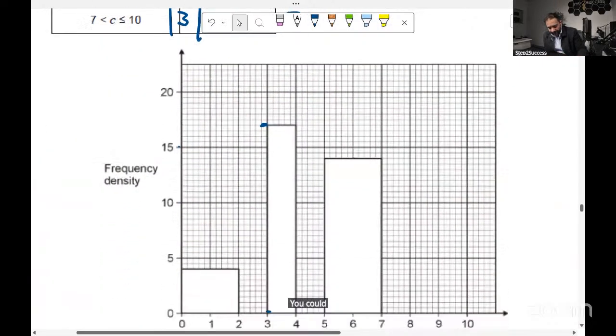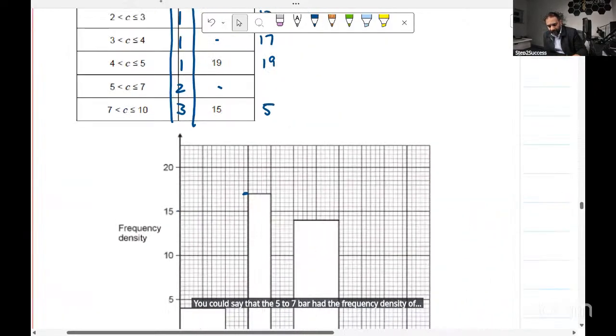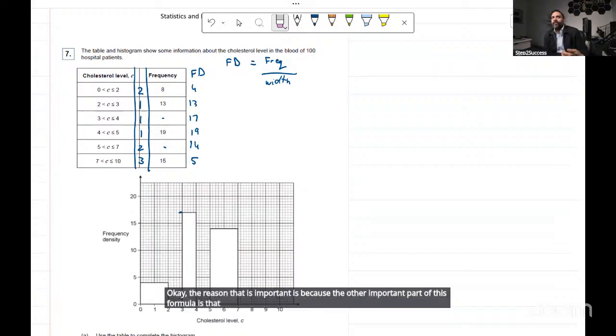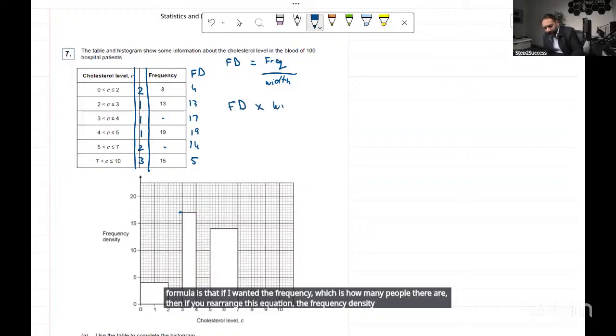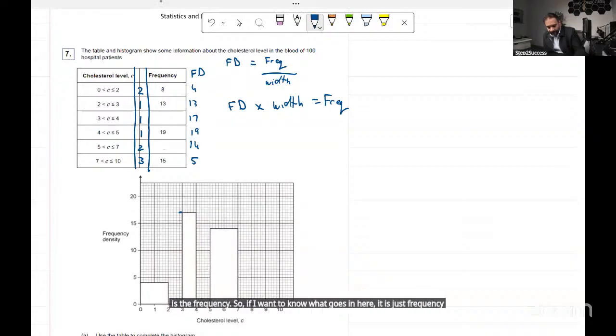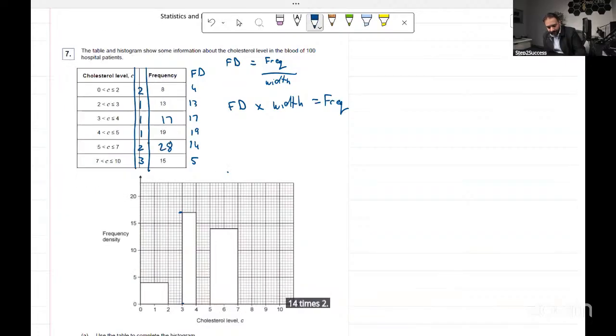You could say that the 5 to 7 bar has a frequency density of 14 if you read across. The reason that is important is because the other important part of this formula is that if I wanted the frequency, which is how many people there are, then if you rearrange this equation, the frequency density times the width is the frequency. So if I want to know what goes in here, it is just frequency density times the width. 17 times 1, 17. 14 times 2, 28. You see what I mean? So I've kind of completed everything.